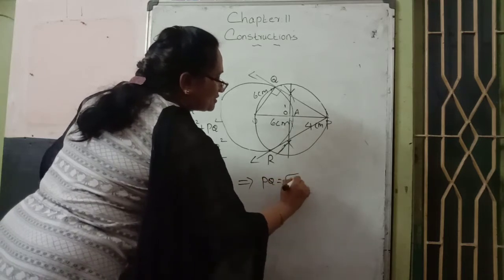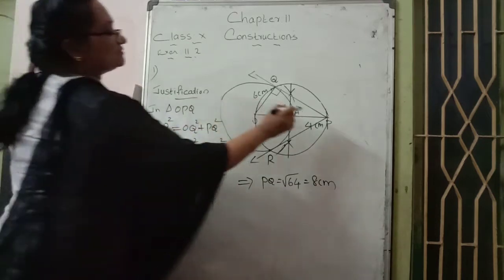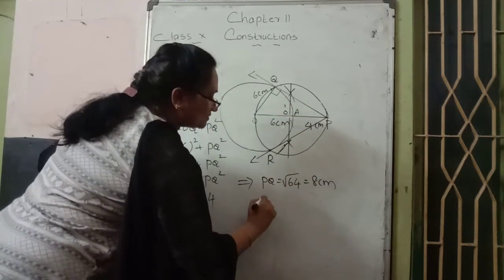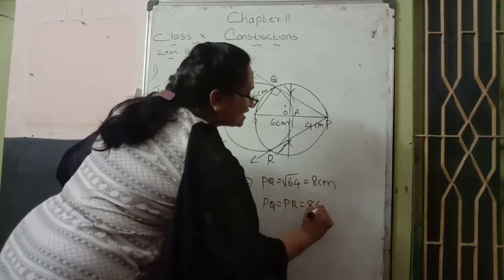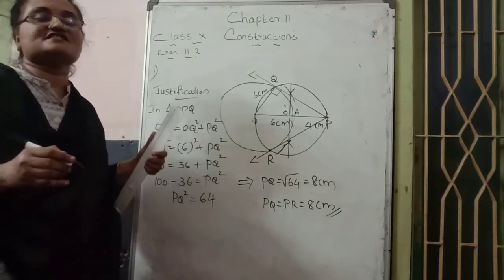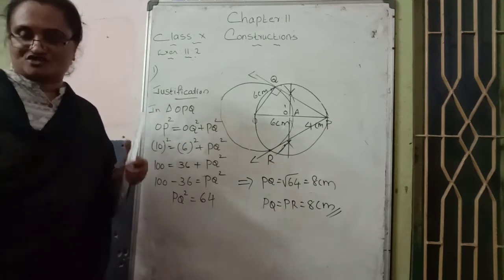Take the square root of 64. What is the square root of 64? 8 cm. That means PQ is our tangent. In the same way, PR is also how much? PQ and PR both have equal length. How much is the length? 8 cm. This is the justification. I hope you can understand the first question.